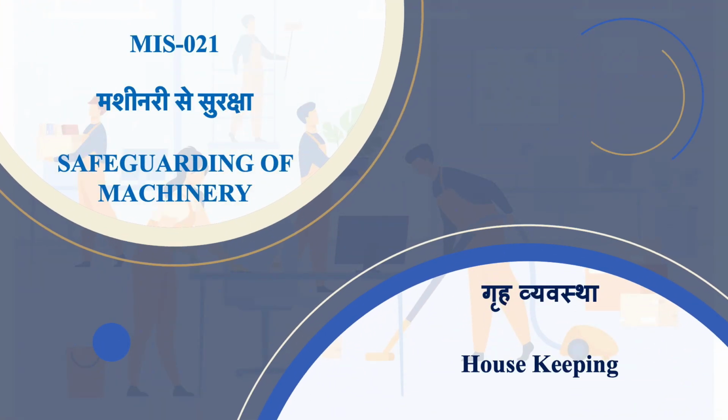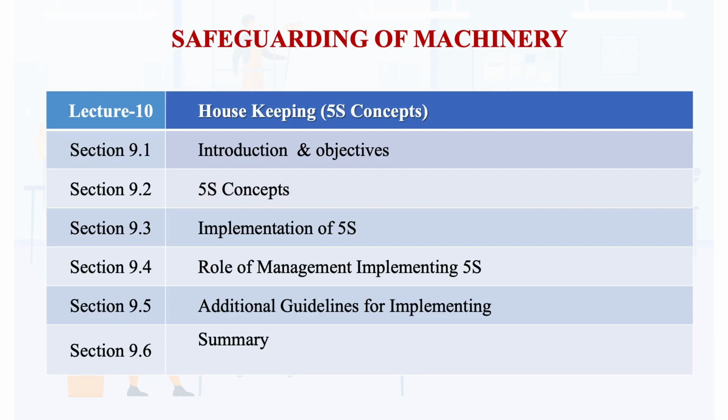We shall be talking about housekeeping. In housekeeping, we shall be broadly discussing the 5S concept. This will broadly consist of introduction and objectives, 5S concept, implementation of 5S, role of management in implementing 5S, and additional guidelines for implementation, as well as a summary.